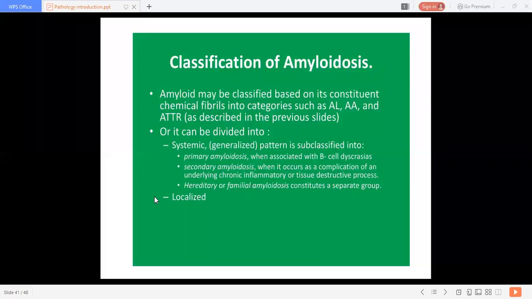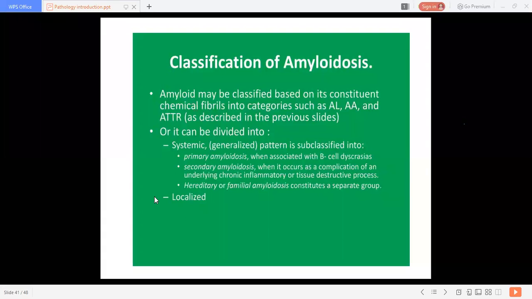It is accompanied by the inflammation of the serosal surface, including peritoneum, pleura and synovial membrane. And which type of amyloid gets deposited here, AA or AL? AA type. AA type of amyloid gets deposited.